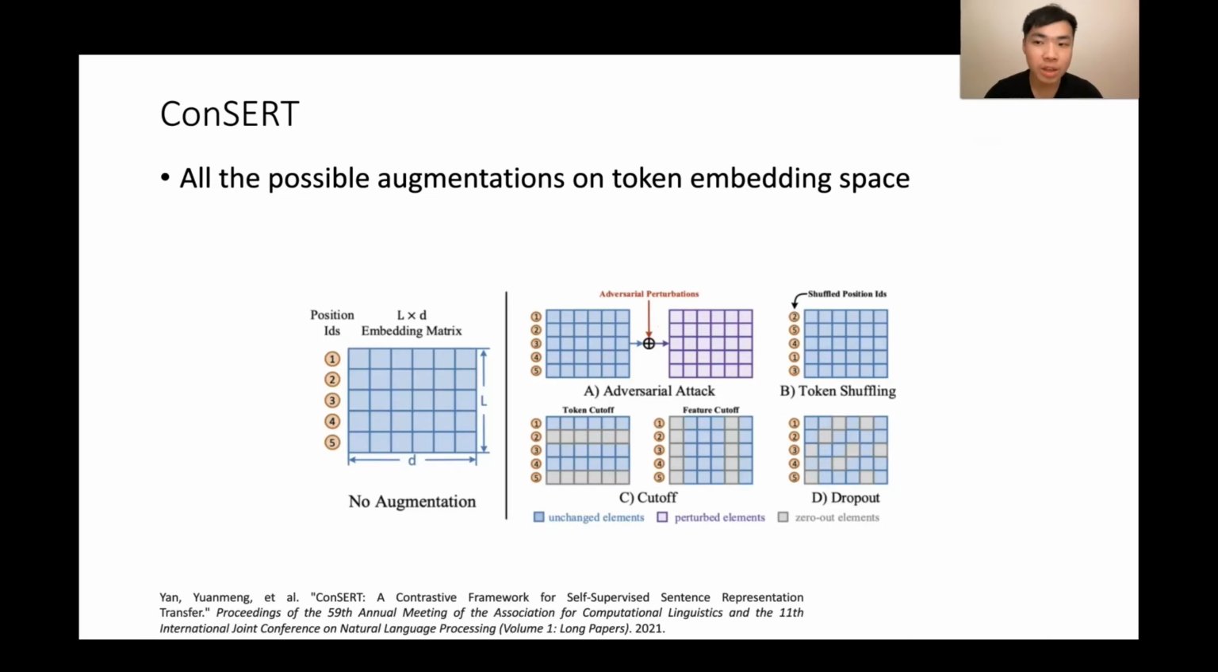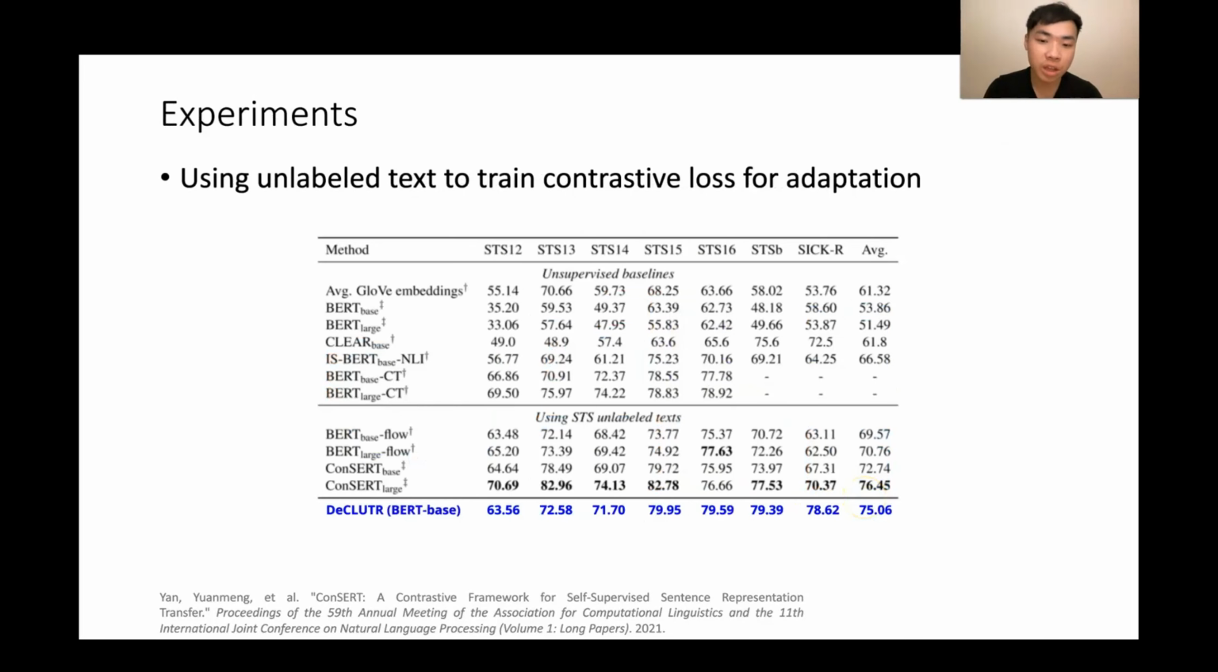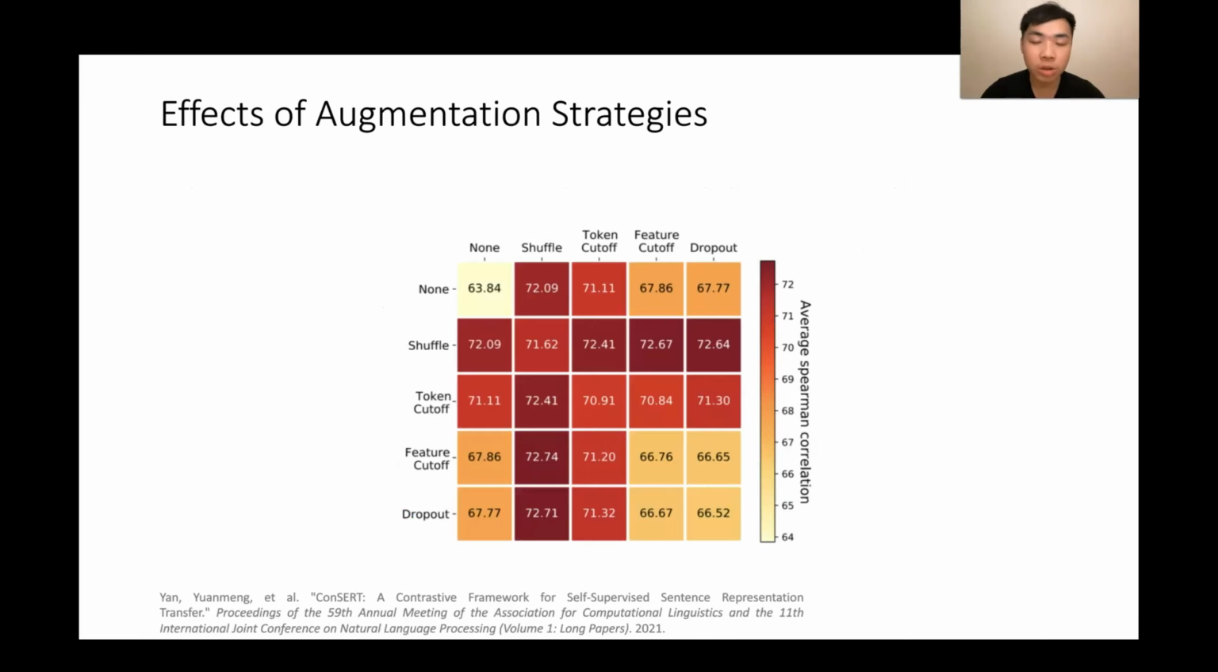At the same time, there is another paper called ConSERT. In this paper, they try all the possible augmentations in the token embedding space. For example, they try adversarial attack, token shuffling, cutoffs, and dropout on the token embedding space. They found that this method can also improve the performance on the STS task, and the performance is similar to the DeCLUTR paper. They also try to see which augmentation method works the best. Here you can see that shuffle and token cutoff are better augmentations compared to feature cutoff and dropout.